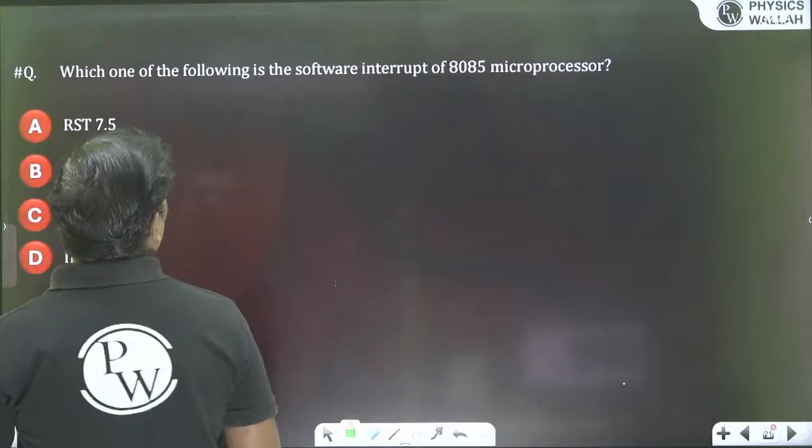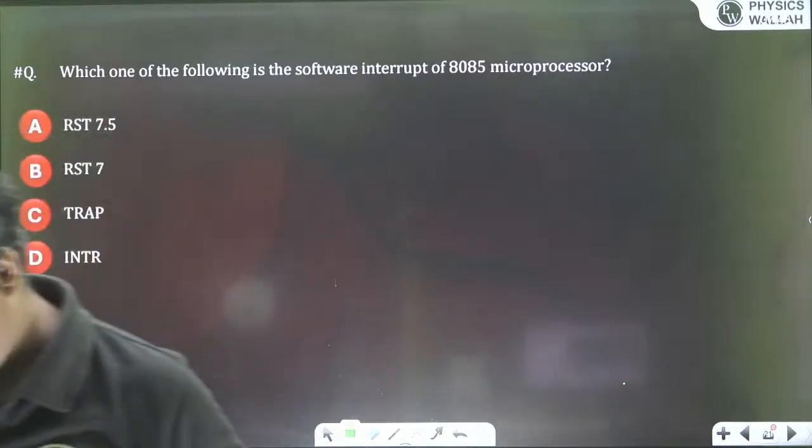Which one of the following is a software interrupt of the 8085 microprocessor? Tell me quickly, don't waste time.